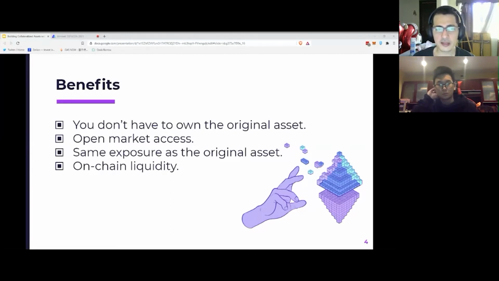And another benefit that synthetic assets bring is that they give you the same exposure as the original asset. So you can have gold without having gold. The price is going to move according to the original asset's movements. And finally, you have on-chain liquidity. So you are bringing these assets on chain, allowing you to do all the amazing stuff in DeFi that was just talked about. So you can use it on DeFi and add liquidity, farm with it, use it as collateral, and many other things that are coming each day.